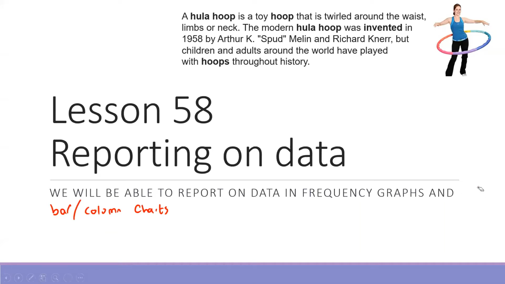While you guys are copying that down, I'm going to quickly read to you the fact for 58. The hula hoop was invented in 1958. It is a toy that is swirled around the waist, limbs, and neck. The modern hula hoop was invented in 1958 by Arthur K. Spud Melin and Richard Knerr, but of course children have been playing with hoops for a very long time. So it's not a new story.